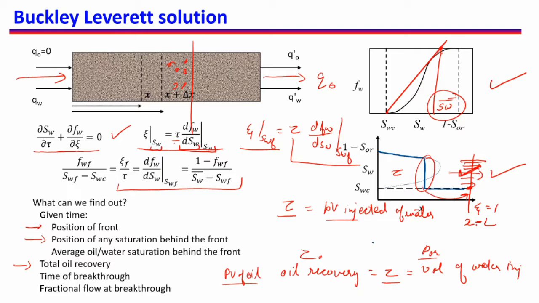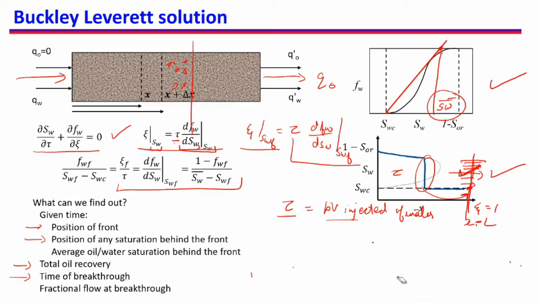Then we want to find out the time of breakthrough. That means we want to find out when water will break through to the producing well. That means our front will reach xi is equal to 1. So how can we find that?